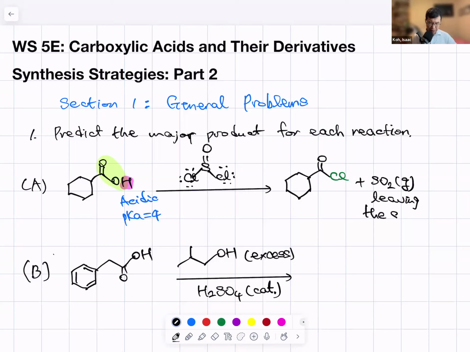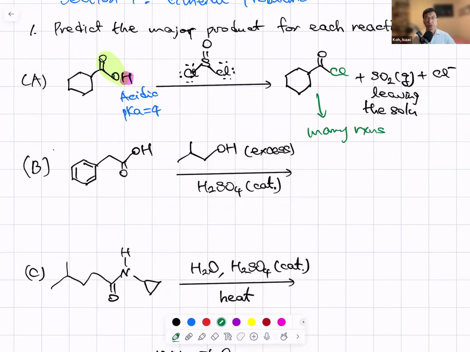leaving the solution irreversibly. And now chloride ion is forming this way. Because of this, sulfur dioxide gas is forming and leaving the solution, and we are activating the more stable carboxylic acid into acyl chloride. And then from there, we can perform many chemical reactions on this acyl chloride. So there are two effects. First, we are removing the acidic proton. Second, we are activating the carbonyl group into the more reactive acyl chloride.